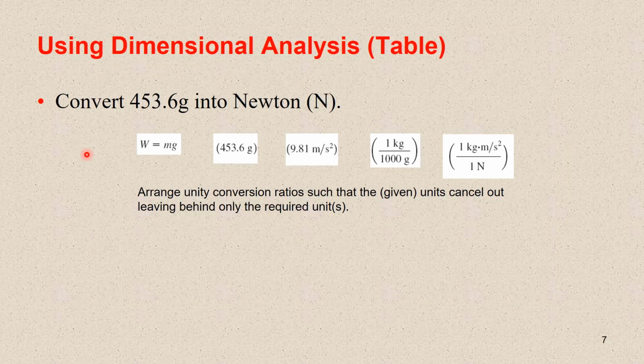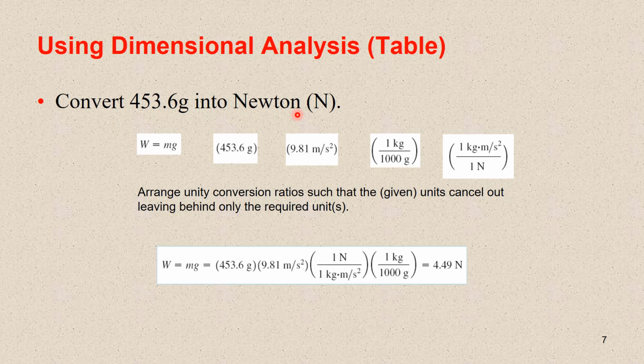Using the knowledge that you have acquired thus far on dimensional analysis and unity conversion ratios, try to convert 453.6 grams into newtons. If you did the calculation right, you will notice that 453.6 grams would equate to 4.49 newtons.